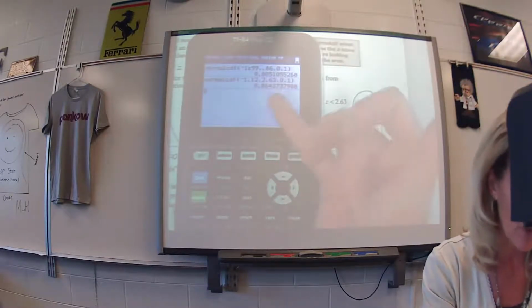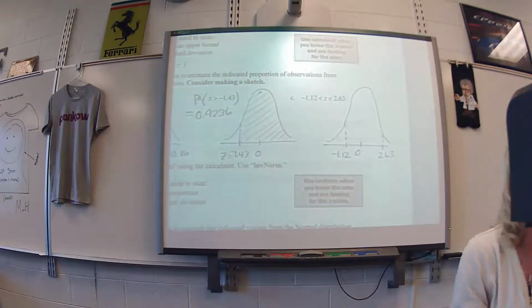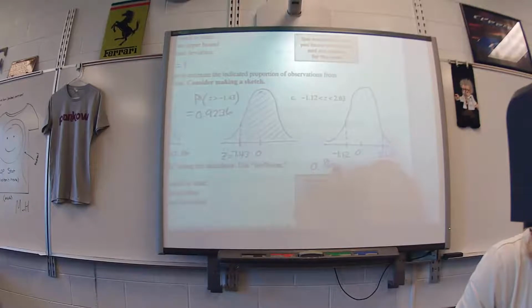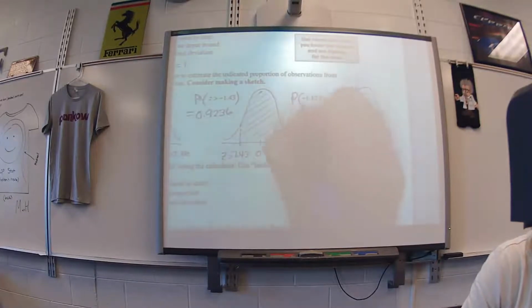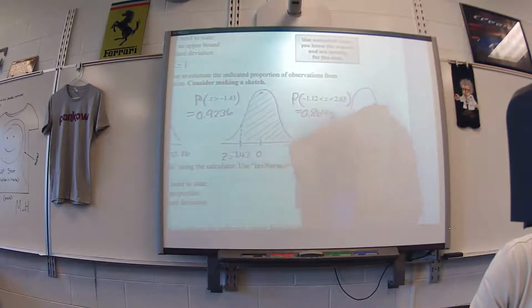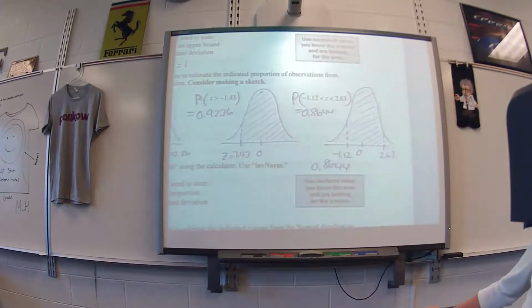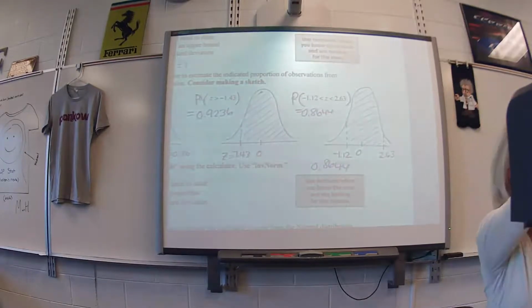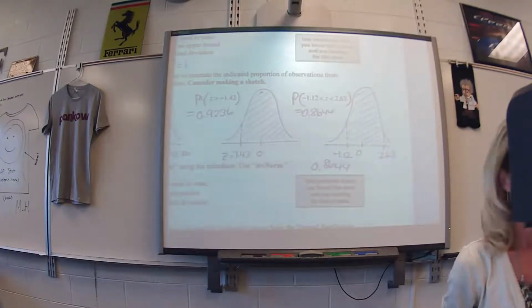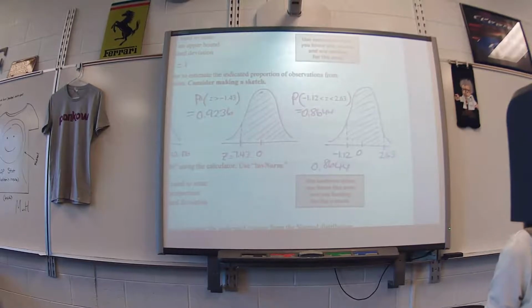All right. 0.864, and I would round that to a 4. 0.8644. So again, this really should say the probability. 0.8644. So you just found that proportion. In other words, in that distribution, you could say that 86.44% of the data is in that interval. It's not so bad, is it?